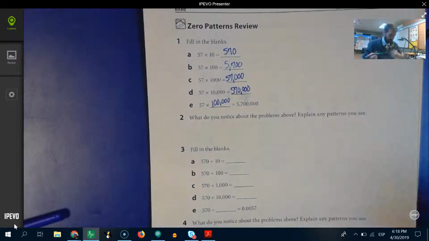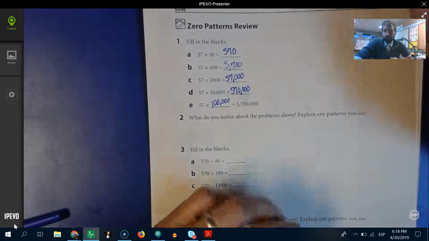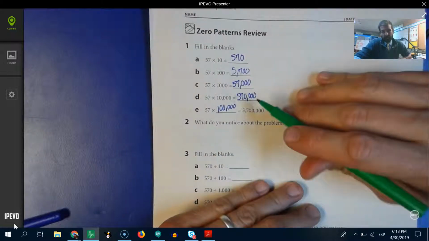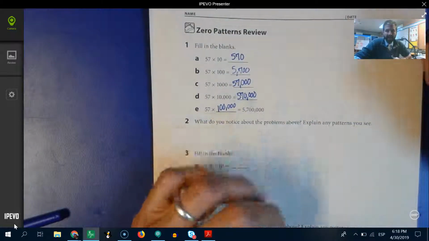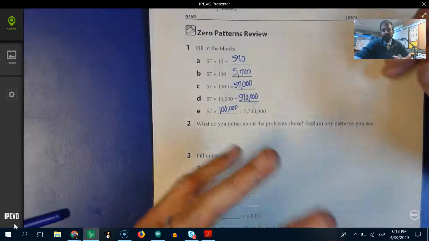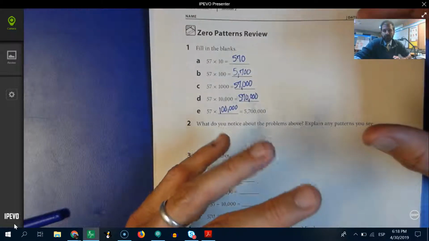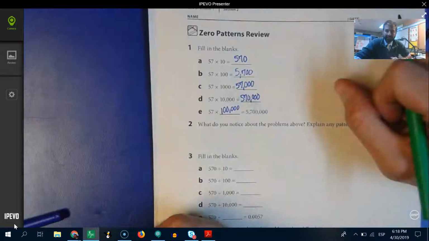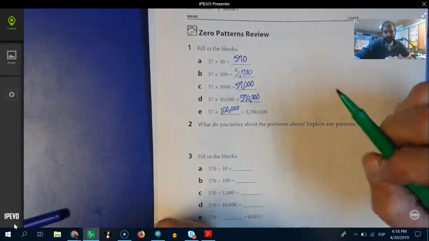Explain any patterns you see. Please never, ever again, because some of you instinctually said, oh, I'm adding zeros. No, you're not. You're not adding zeros. Going up by powers of 10. The number is growing exponentially by 10. That's what's happening.